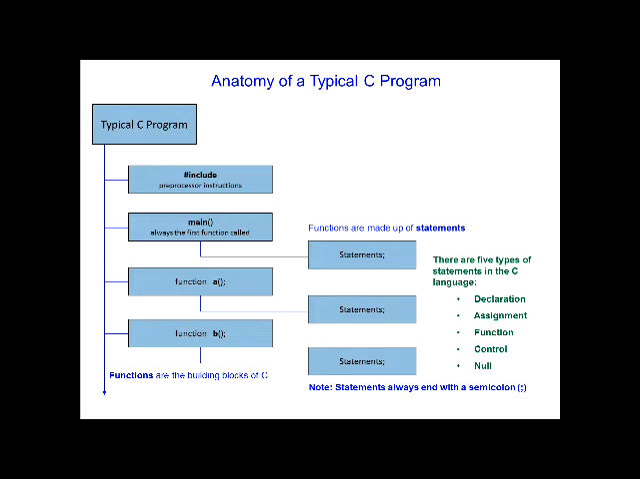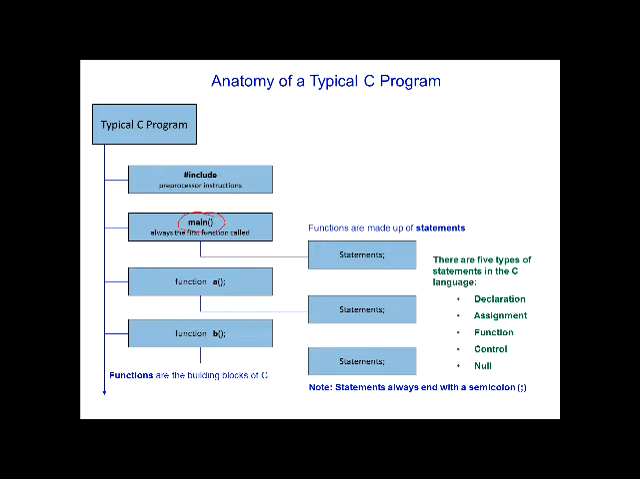Okay, so what does a C program look like? Here is an anatomy of a typical C program. Your code starts at the main function. So here we have main. This is always the first function called. That's the entry point of your code, so that always has to be in there.